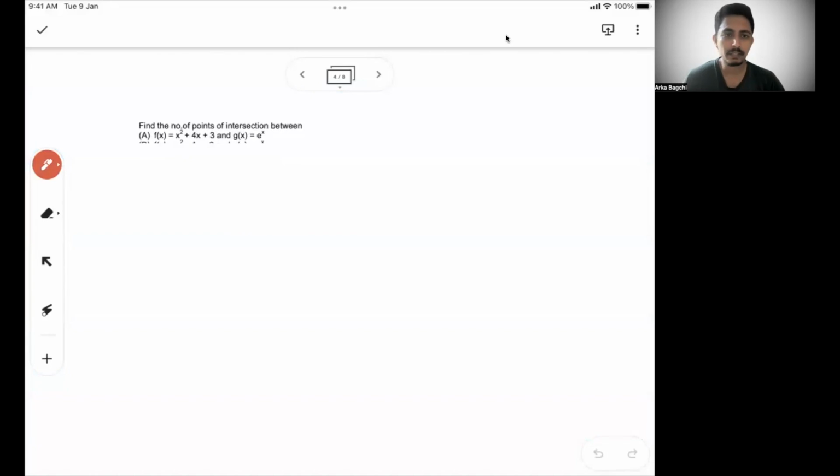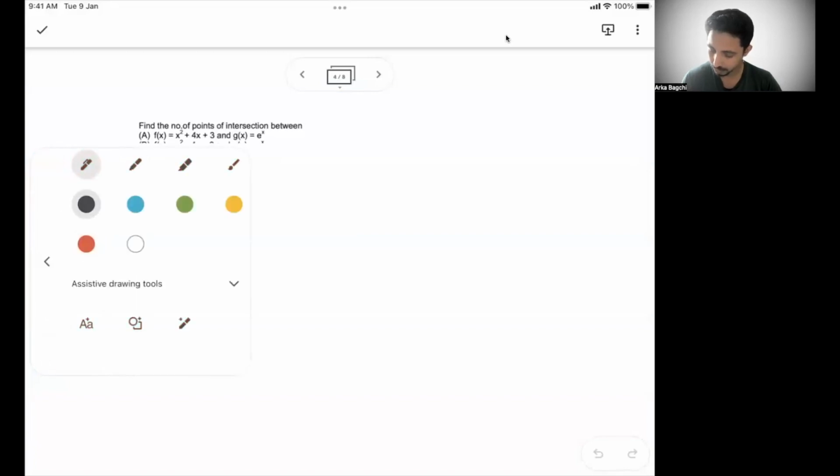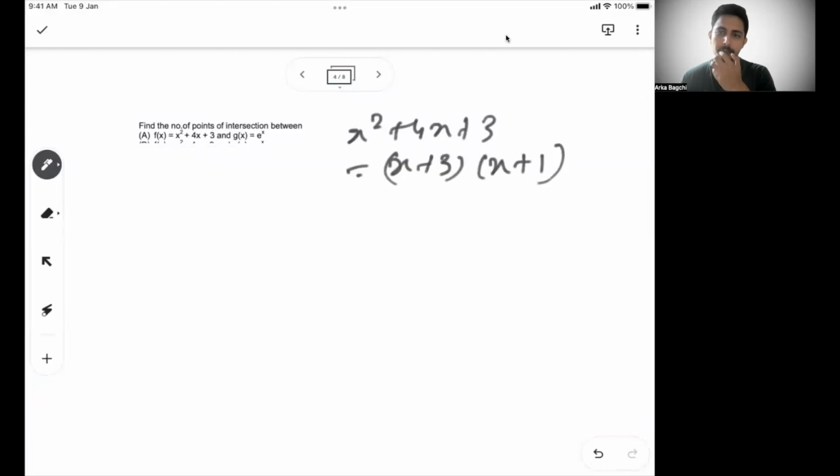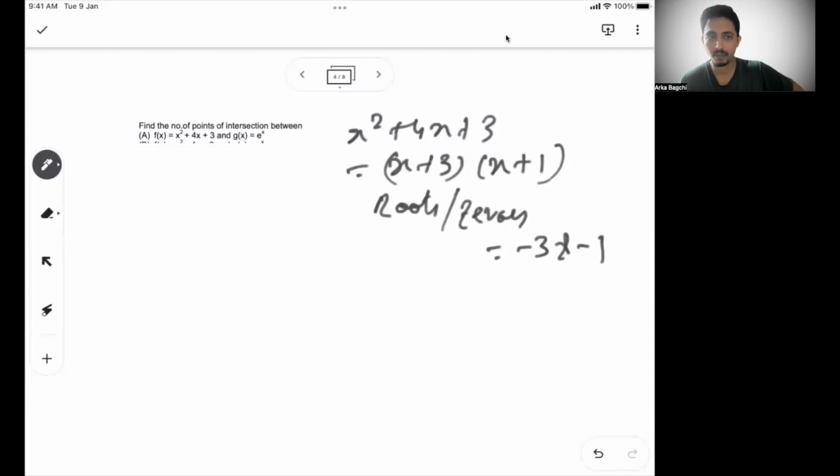So it says f(x), find the point of intersection, f(x) equals x square plus 4x plus 3. Okay, let's first solve this. x square plus 4x plus 3 is nothing but (x plus 3) into (x plus 1). You can break 4x into 3x and x, and you will see this. So again, my roots or zeros are minus 3 and minus 1, right?